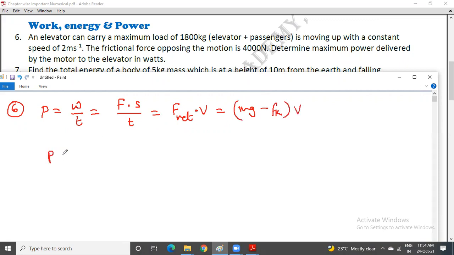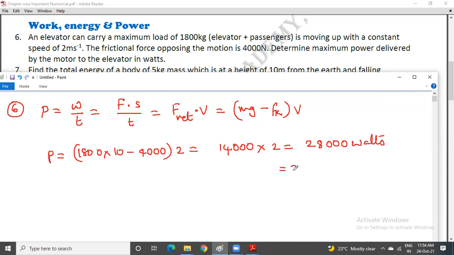Now power is equal to (mg minus fk) times v. How much is m? 1800 kilograms, g is 10, minus fk, which is directly in newtons, given as 4000. How much is velocity? Velocity is 2 meter per second. So this is 18,000 minus 4000, which is 14,000, into 2. So 18,000 minus 4,000 is 14,000, and it will be 28,000 watts.